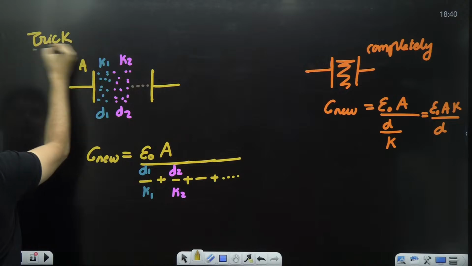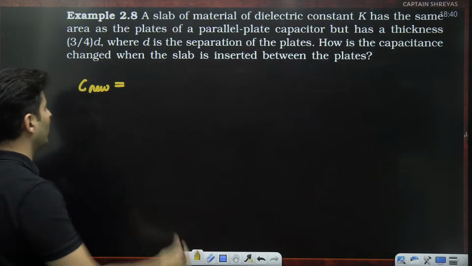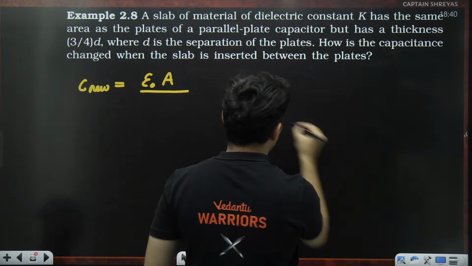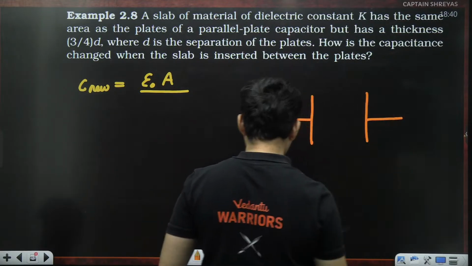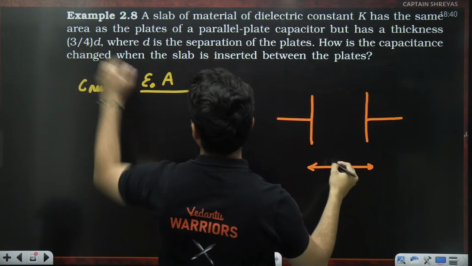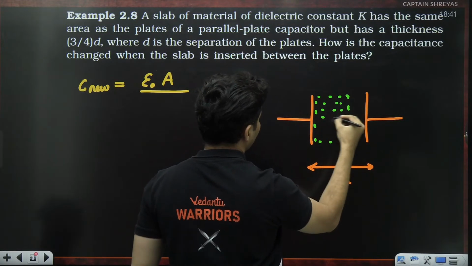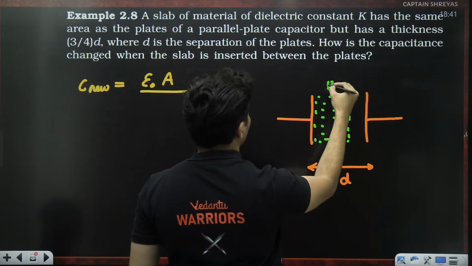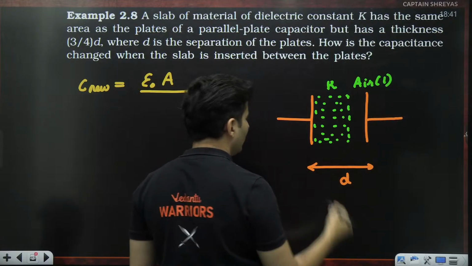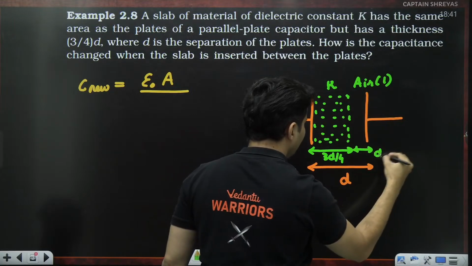This is the trick to solve the problems in the NEET exam very quickly. Or else if you go by the NCERT method, you will spend a lot of time. So epsilon naught A divided by, in this situation, the capacitor looks like this. The complete distance between the plates is d, but the material is only filled for 3/4 of the distance. This is where the material is filled, whose dielectric constant is K. The remaining gap is air, which has a dielectric constant of 1. So this was 3d by 4, and obviously this is d by 4.